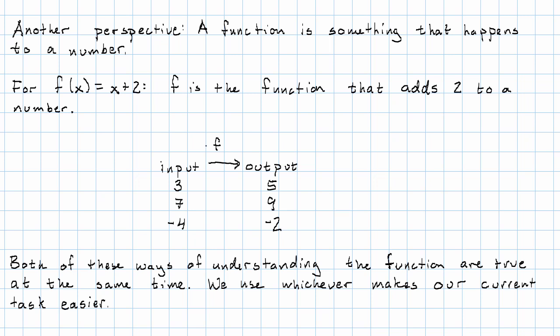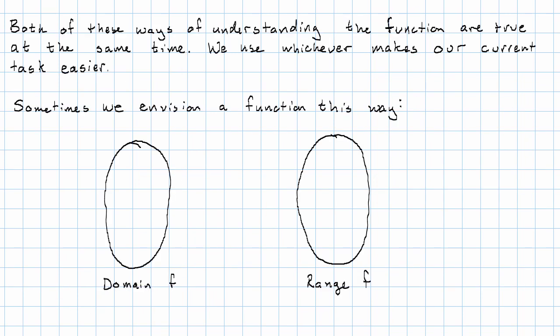When we're just looking at a function and not saying exactly what the rule is, sometimes we envision it this way. We imagine a function with its domain and range, and the function is some rule that picks up an element of the domain and takes it to some element of the range. So we can imagine a function as an arrow going from the domain to the range. This perspective on functions is going to be useful to us when we start looking at some of the more interesting things that we might do to a function.